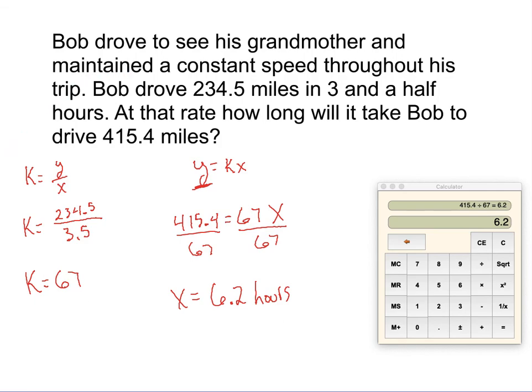So if you're red day, it'll be due Friday. If you're white day, it'll be due Monday. So be sure to grab one of those assignments before you leave the room today. Thanks, guys.